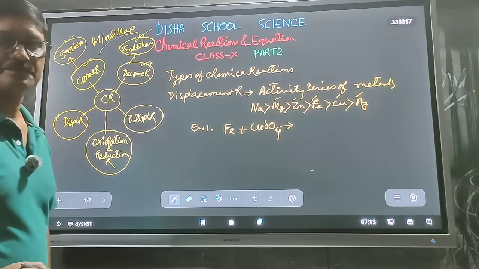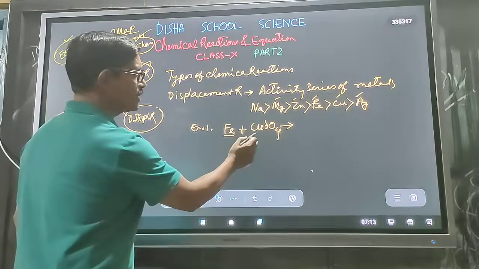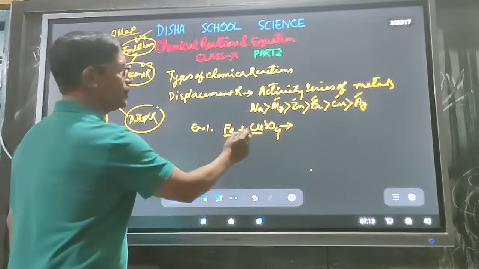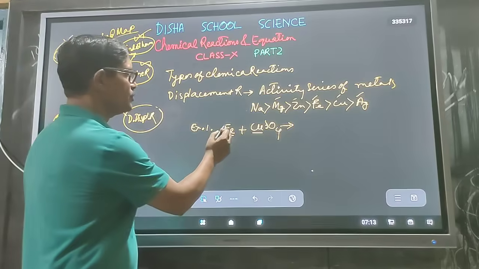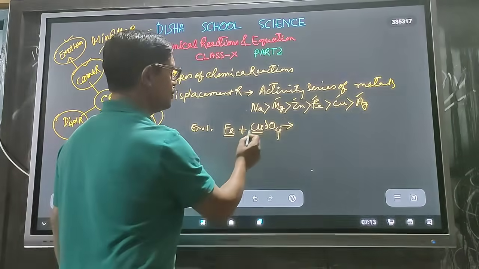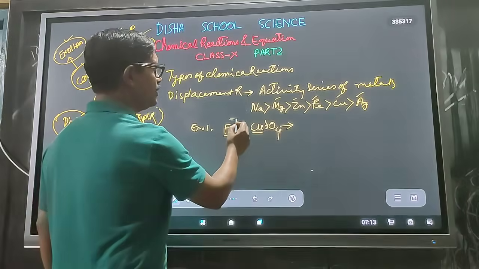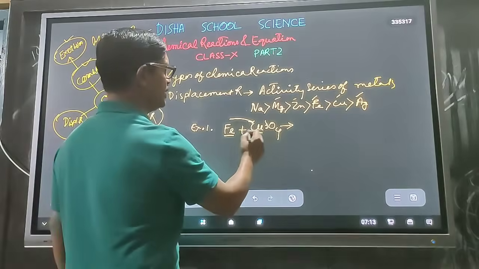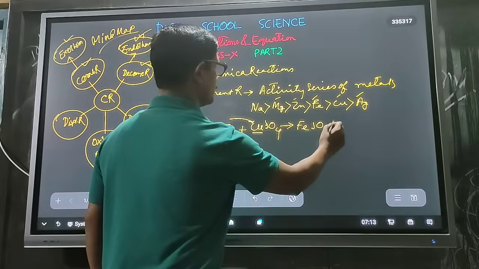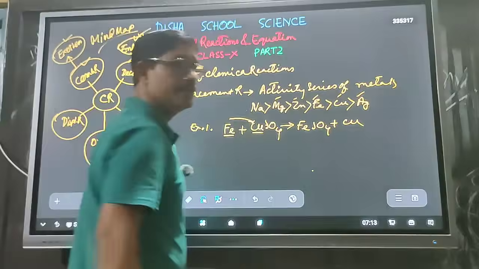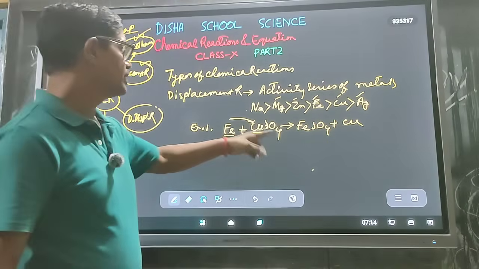sulfate, you see one metal iron, another metal copper in this solution state. So iron is more reactive than copper. So iron will displace copper, forming iron sulfate. Copper will be reduced. Okay, copper will be reduced.